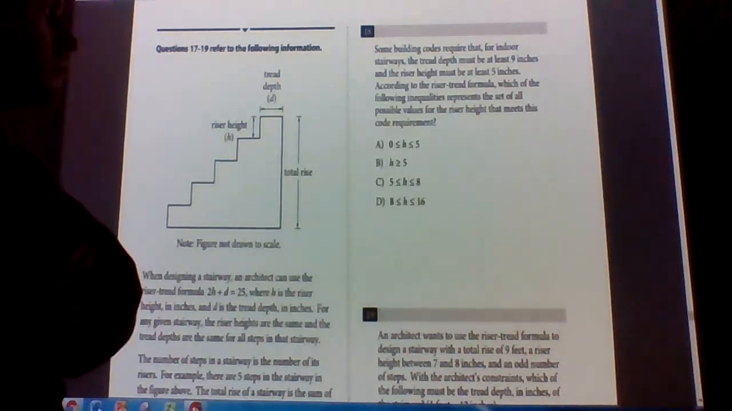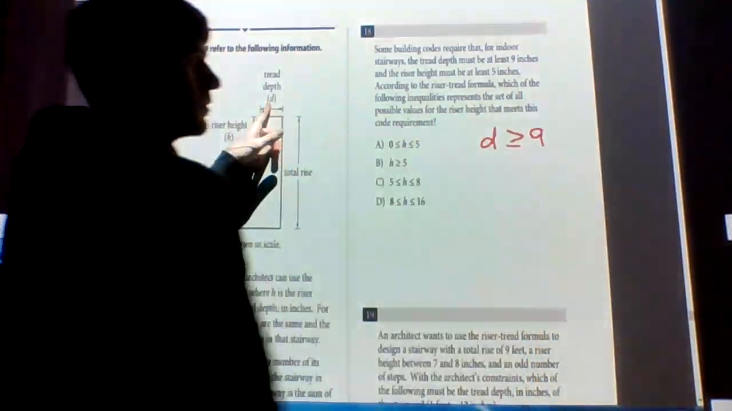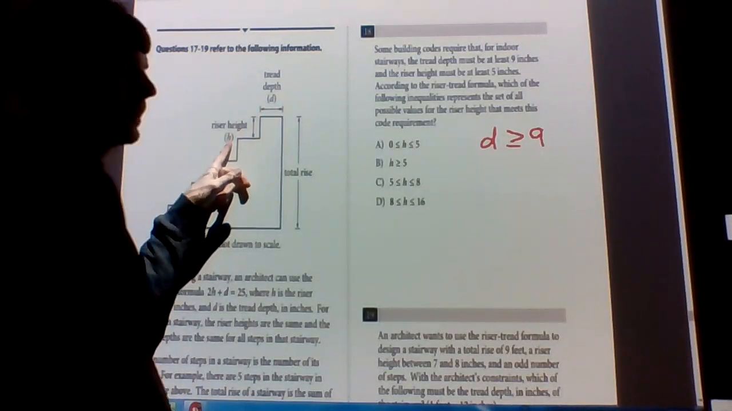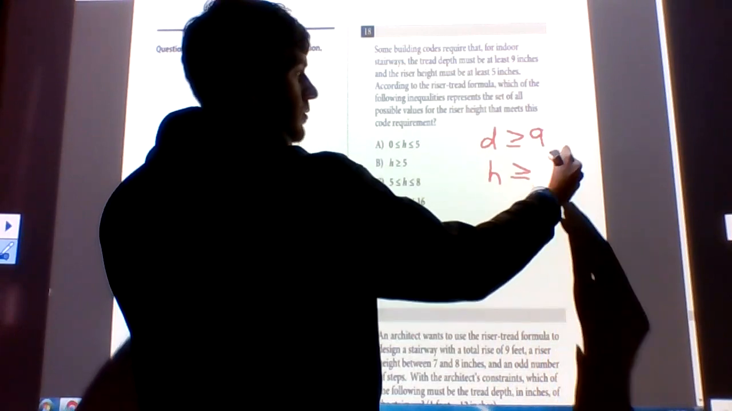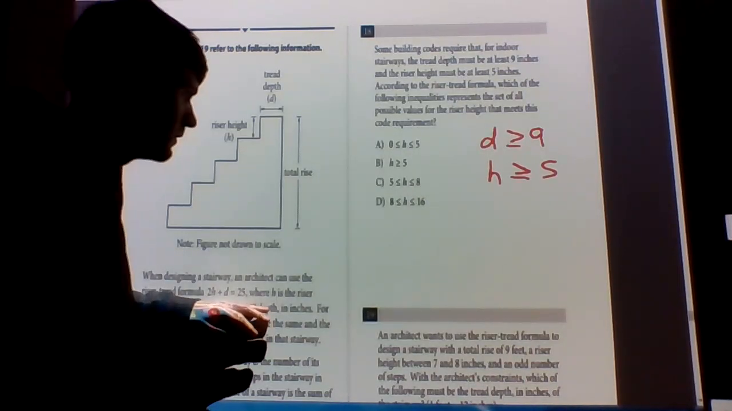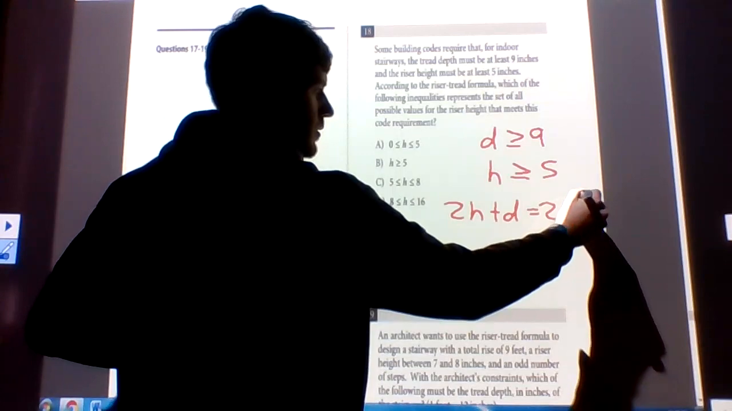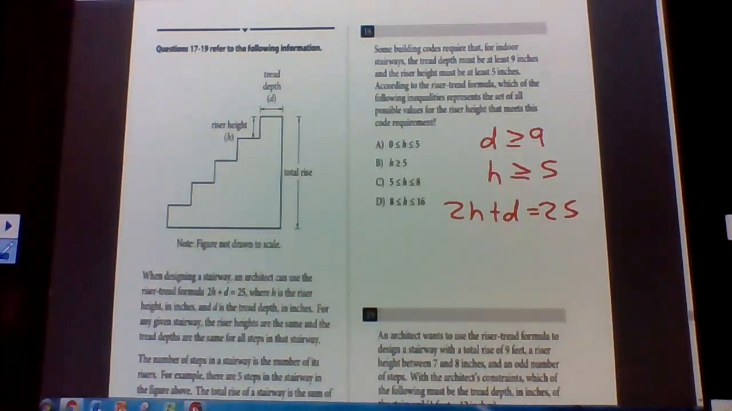So tread depth is D. D must be at least 9 inches, so greater than or equal to 9. And riser height, H, must be at least 5 inches. Which of the following inequalities represents the total set of values? Okay, so we're using the formula 2H plus D equals 25. Let's assume that the riser height is at minimum, and then let's assume that the tread depth is at minimum.